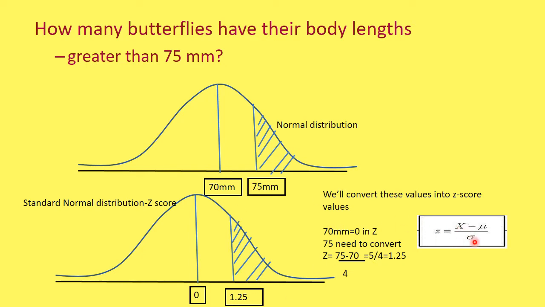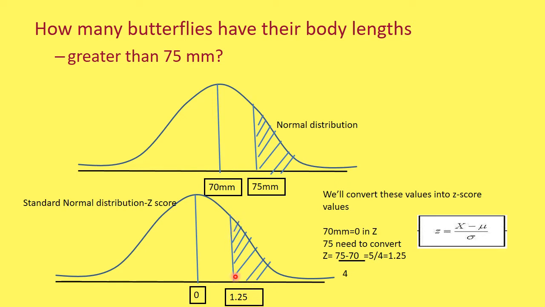You all know x means 75, no? x means 75 minus the mean of the population, that is 70, divided by the standard deviation given as 4 millimeter. Then divided by 4, what are you getting? The Z-score for 75, that is 1.25. After doing this sum, you get the answer 1.25. Therefore, the Z-score for 75 millimeter is 1.25.